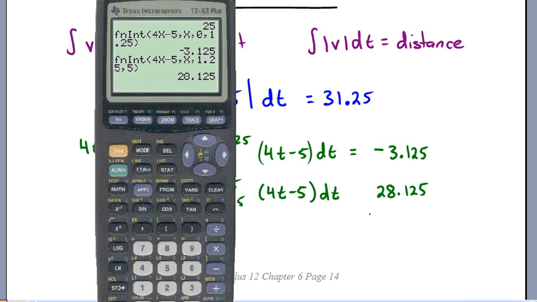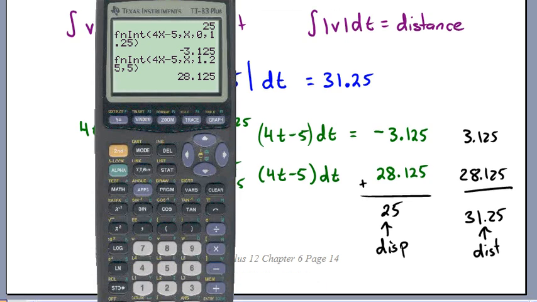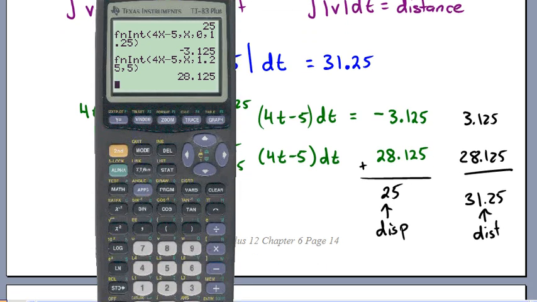If you wanted to talk about displacement, you would just add those up and say, oh, that's 25. So that's displacement. But if you want distance, you would go 3.125 plus the 28.125. And that ends up being this 31.25. So that is the distance that you're going to go. So you got to decide, right? Do you want to be finding displacement or do you want to find distance? And they had asked for the distance in that story there.